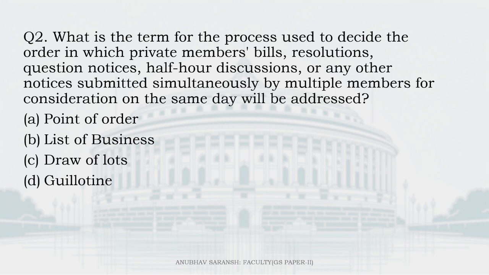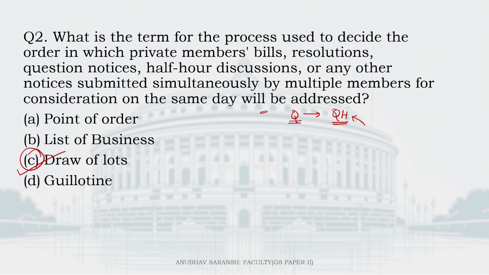So what's the term? Basically, if at one point of time a lot of members give their questions, let's assume that multiple members give their questions to be asked by them in the question hour, how is it decided as to who will get the opportunity to get their questions asked in the first instance, or who will get their questions asked today, tomorrow, day after tomorrow, etc.? This process is decided through a lottery system, draw of lots. So C is the right answer.